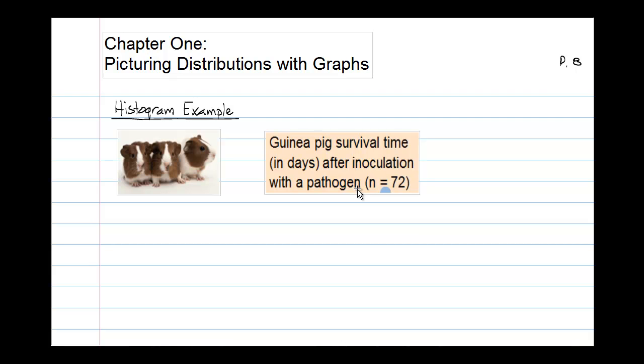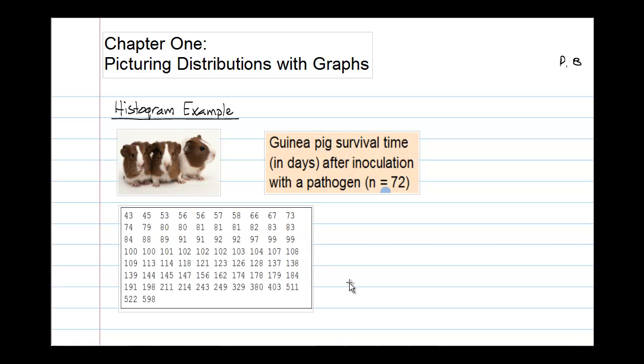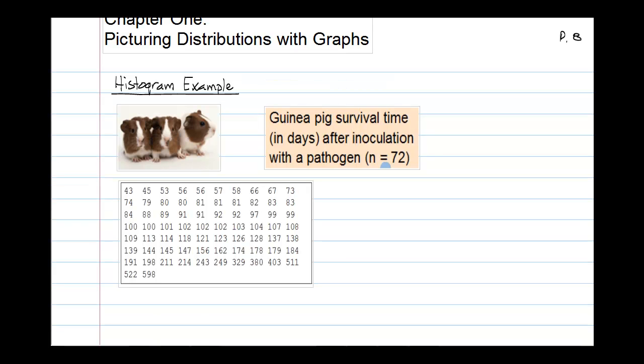So for our histogram example, we're going to look at guinea pig survival time in days after inoculation with a particular pathogen. So first of all, we're looking at a sample size of 72 guinea pigs, and then for each guinea pig we look at how long they survive from the time that they were inoculated with this pathogen until they die. So let's start here by looking at the raw data. Now this raw data is nicely ordered, so that kind of gives us a little bit of an idea of what's going on here. It looks like the minimum survival time after inoculation was 43 days, and the maximum survival time after inoculation was 598 days.